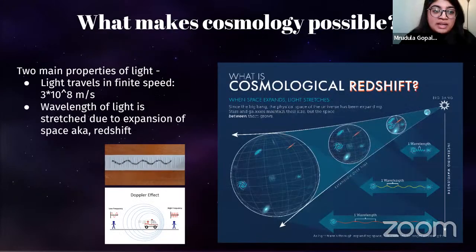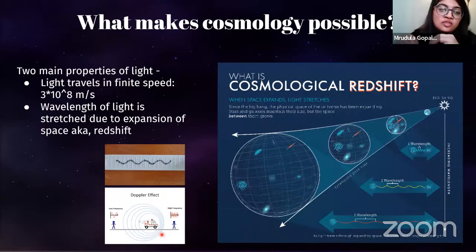The second property that makes cosmology possible is very important, and it takes a bit to wrap your head around: the wavelength of light is stretched due to the expansion of space. You might have heard of this as redshift. I have an infographic here that explains what redshift means. If it's easier, you can think about it in terms of the Doppler effect in sound. Basically, redshift is the Doppler effect in light.